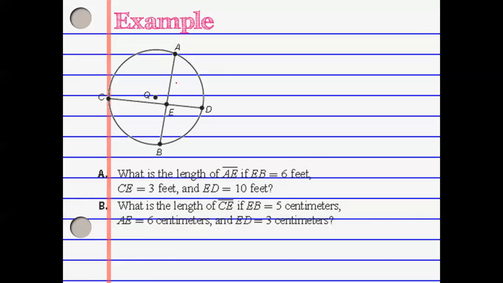This one, it says, what is the length of CE? So we'll label that x because we don't know it. EB is going to be 5 centimeters, AE is going to be 6 centimeters, and ED is going to be 3 centimeters. So here we know that 6 times 5 is going to equal 3 times x. So 6 times 5 is 30, and then we're going to divide by 3, and we would get x equals 10. So I know that segment CE is going to equal 10.